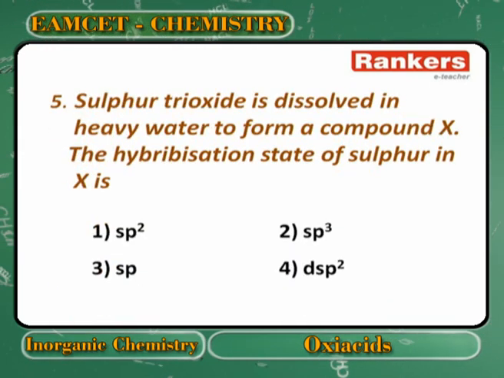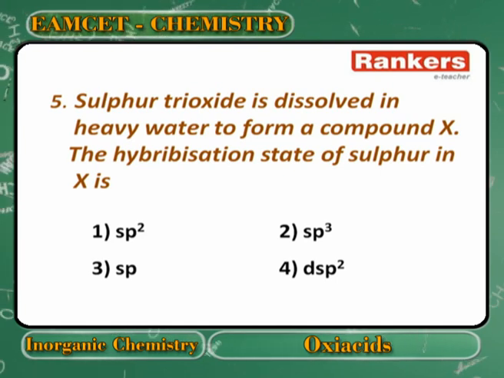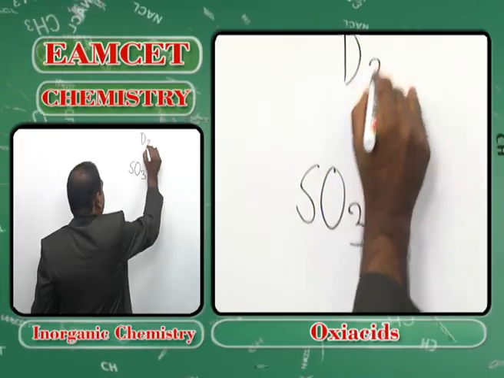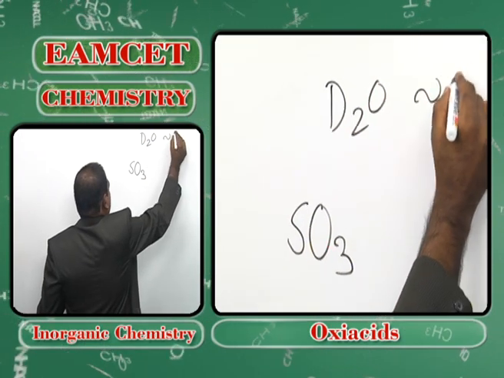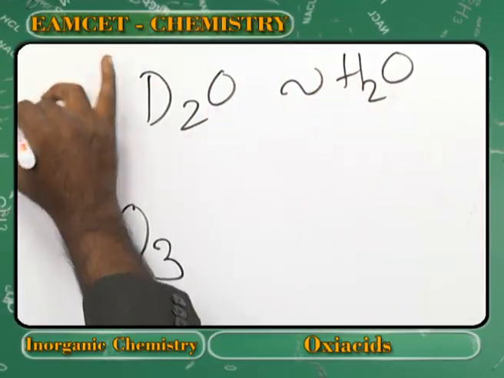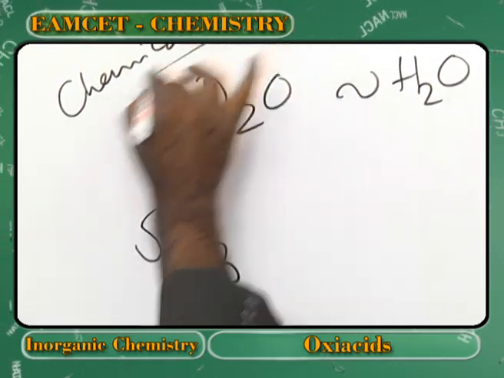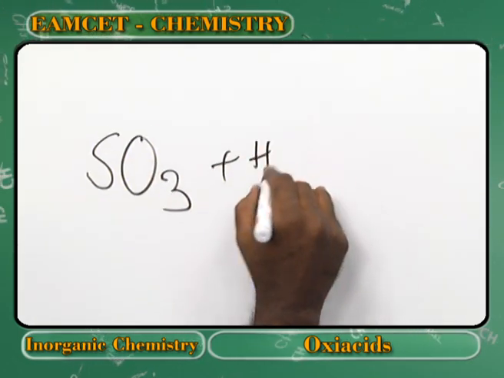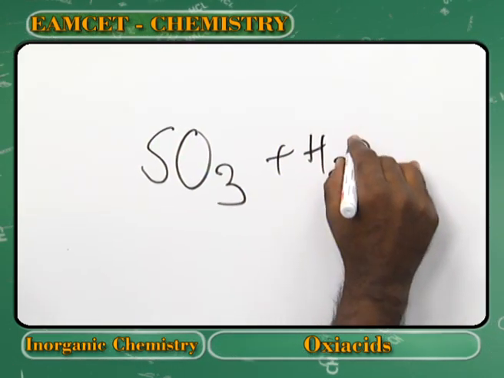Next question. Sulfur trioxide is dissolved in heavy water, SO3 plus D2O. All reactions of D2O and H2O are similar. All chemical reactions, let me repeat, all chemical reactions. SO3 plus H2O, you get H2SO4.